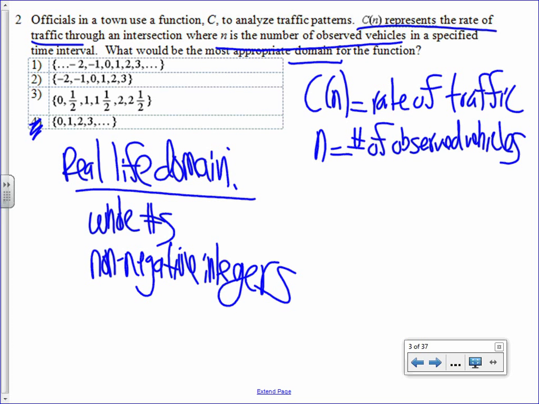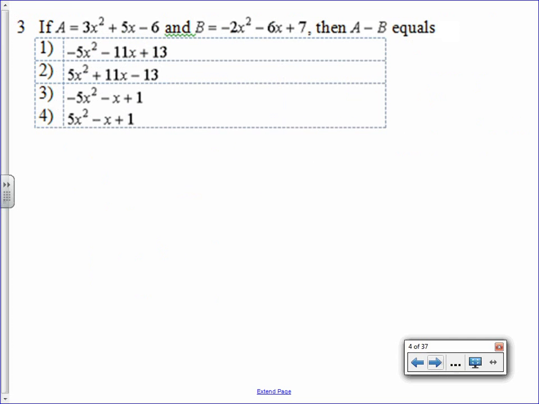Well, you would start with 0, then you'd see 1, you'd see 2, you'd see 3, forever and ever. You're not going to see a negative amount of cars pass through. You're not going to see half a car pass through. If you see half a car passing through, you probably got more important things to do than watch cars go through an intersection.